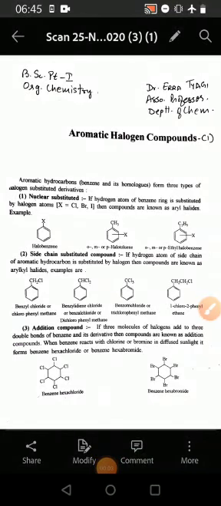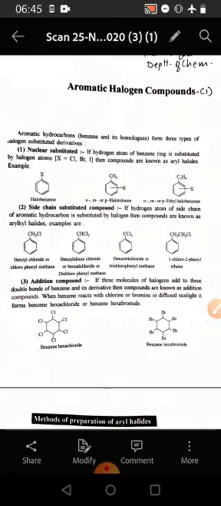Today in this video, we are going to study aromatic halogen compounds of BSc Part 1 Organic Chemistry. Aromatic hydrocarbons form three types of halogen substituted derivatives. First are known as nuclear substituted. If a hydrogen atom of the benzene ring is substituted by a halogen atom, then these compounds are known as aryl halides.